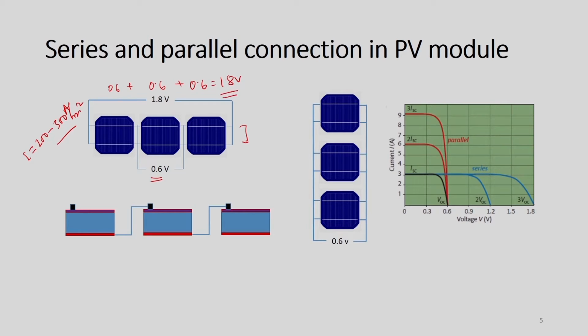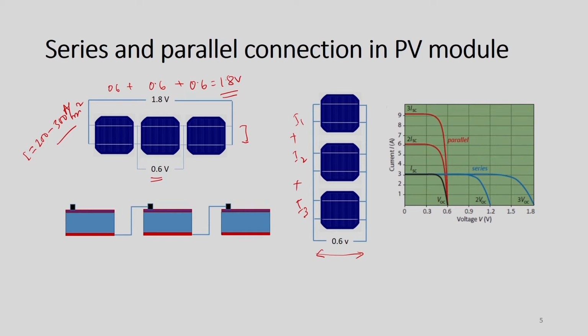And if we connect these cells in parallel, then what will happen is voltage will be constant, but current will add up. Okay. So, here current means I1, then we have I2, then we have I3, right. So, this will be added, right.